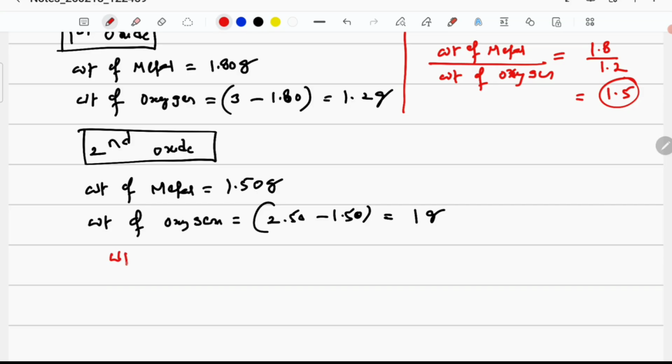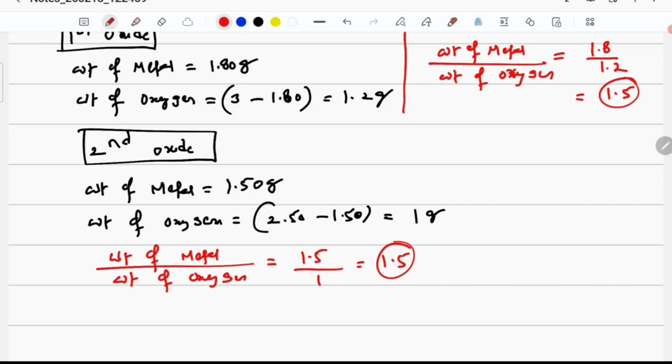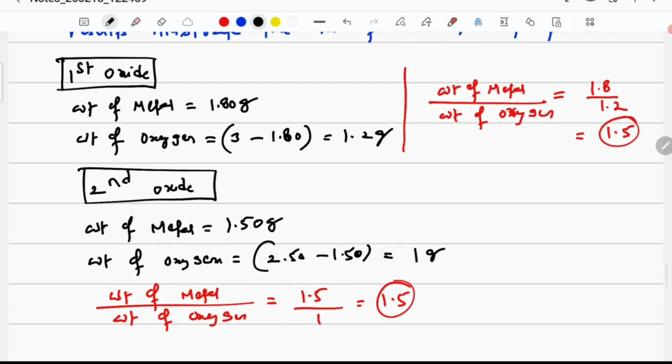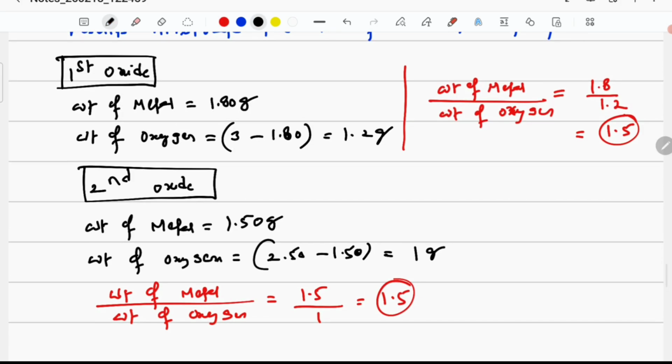Now if we take the ratio of weight of metal to weight of oxygen, which is 1.5 by 1, which is 1.5. So now we observe it. Irrespective of the source from which the metal oxide is formed, in the first metal oxide it was 1.8 by 1.2, and the overall answer is 1.5. Here also 1.5. So what did we prove? Two types of metal oxide we observed, irrespective of the source from which it is formed, the ratio of metal to oxygen remains constant, which is 1.5. Hence we proved the given statement.